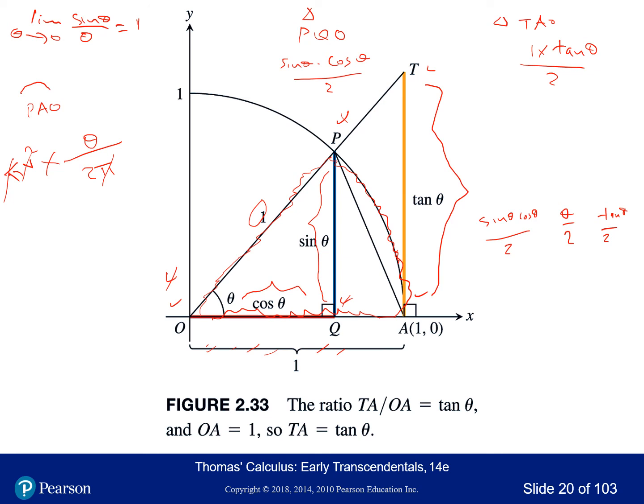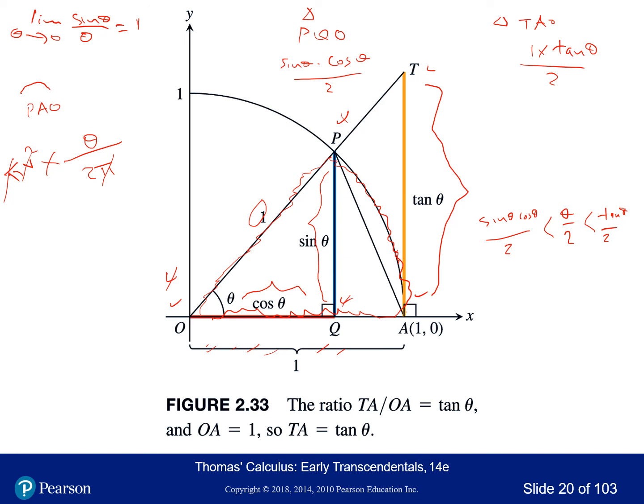Of course, the largest is the area of the bigger triangle, TAO. So TAO has an area of tan theta over 2, so we'll say this is greater than the one in the middle. And the one in the middle is the sector, the one with the zigzag line. The sector is smaller than the bigger triangle, but it's larger than the smaller triangle. So we'll say theta over 2, and this is greater than the area of the smaller triangle.